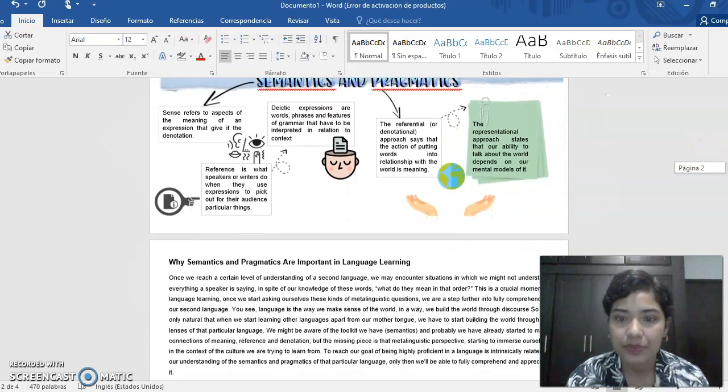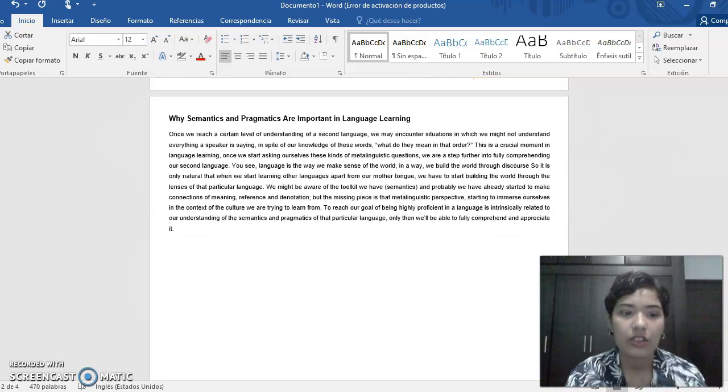I'm going to move on to my reflection. So why are semantics and pragmatics important in language learning? Well, I think that once we want to be more proficient in a language, we have to start thinking in a metalinguistic way. This is what semantics and pragmatics are. We are thinking not only of the language we are using, but also how we use it, in which context, and what is okay to say and what is not okay to say. How can we refer to other things? How can we build the world through the lenses of our new language?